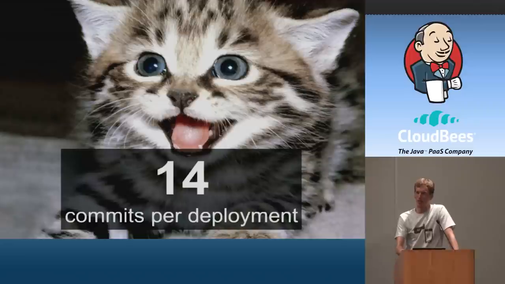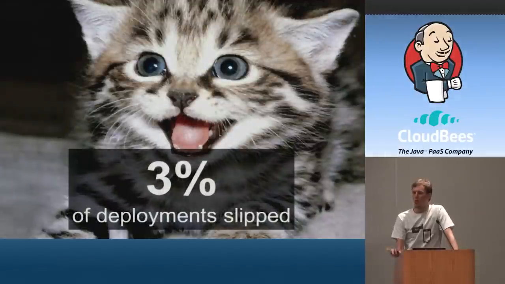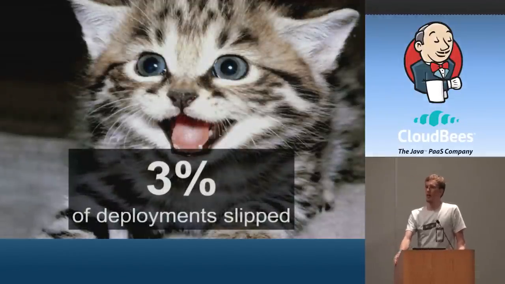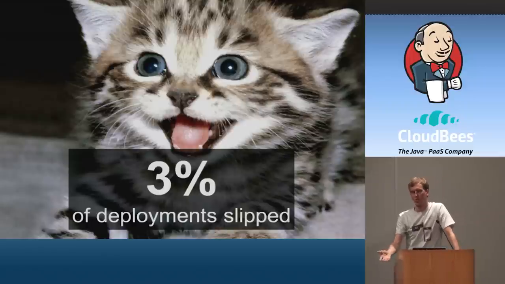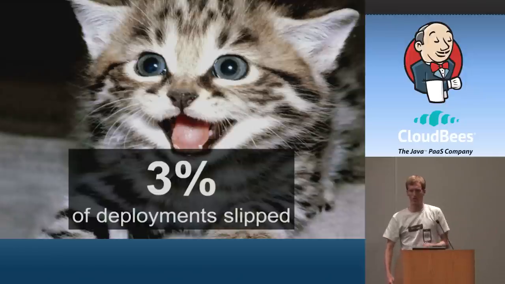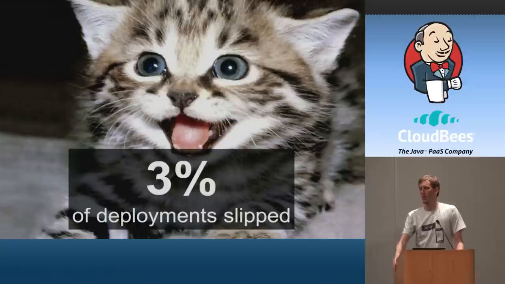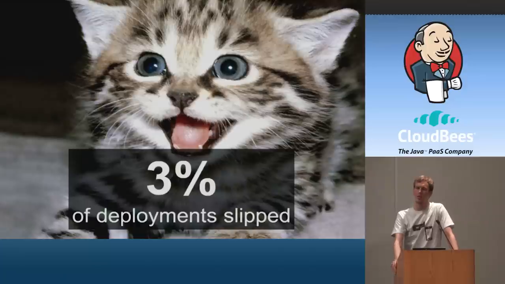And because we only have a small set of commits per deployment, we've only ever slipped 3% of our deployments. And currently, we're doing a deployment about every day. And so when we slip a deployment, generally what that means is we just push it tomorrow morning. And ideally, we'd like to be in the workflow of just whenever stuff comes into master, it's just on the train out into production. But because tests are slow and there's a lot of other complications there, we haven't quite gotten there yet.